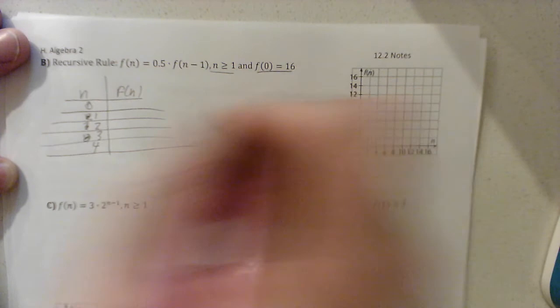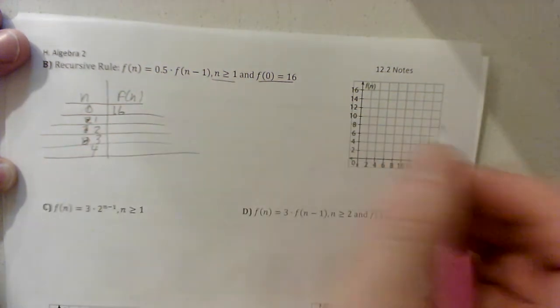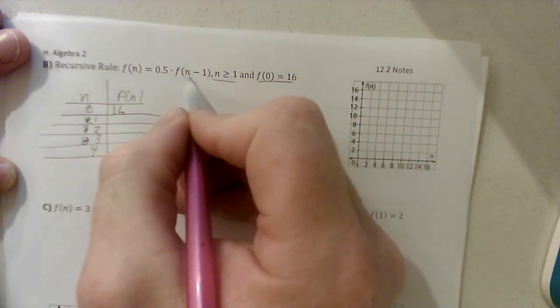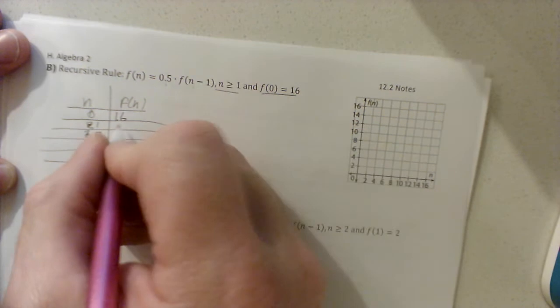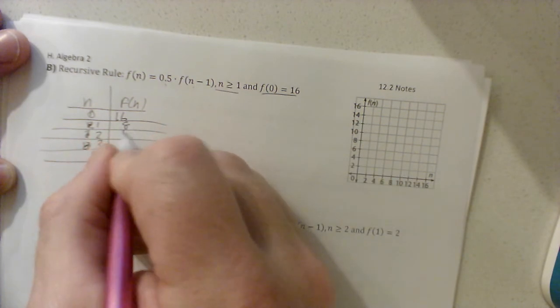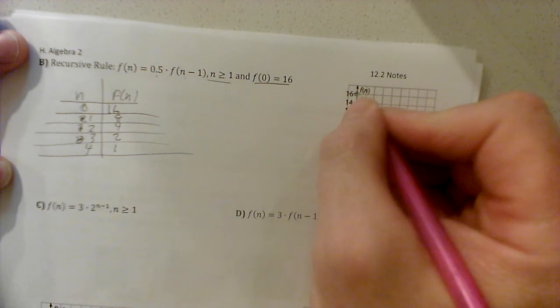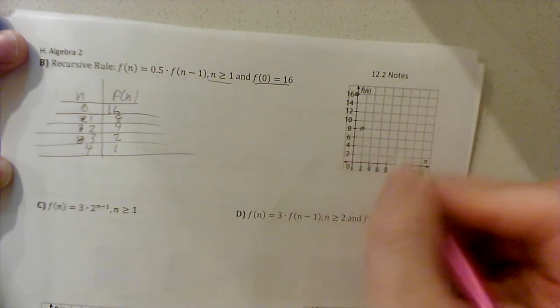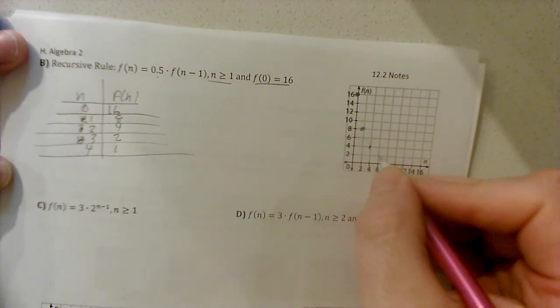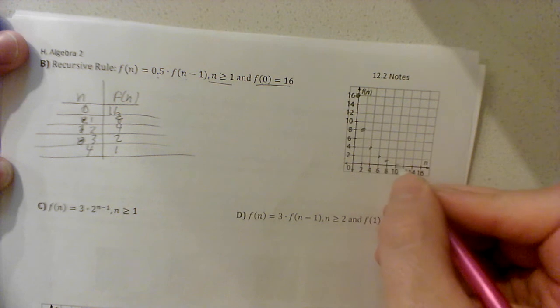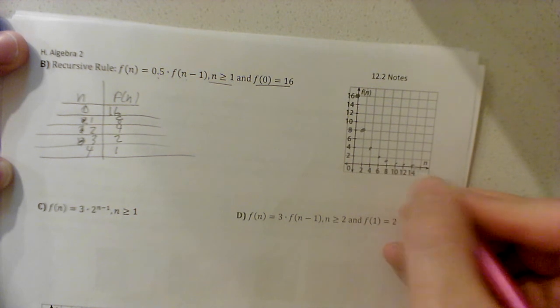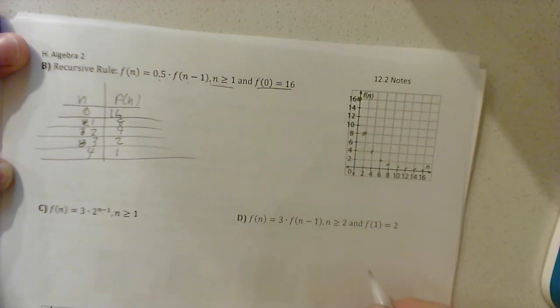F of 0 is 16, I can see that there. And this says, hey, to get my next term, I take the previous term and multiply by 1/2. So that's going to go 8, 4, 2, 1. So I come over here, 16, 8, 4, 2, 1. If we want to, we can kind of just slowly approach that axis right there. We're done.